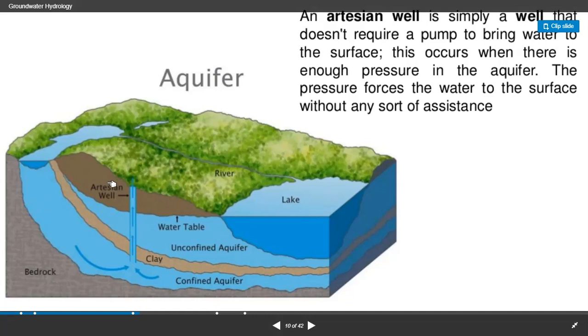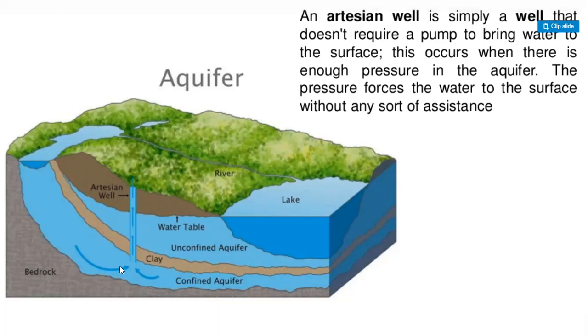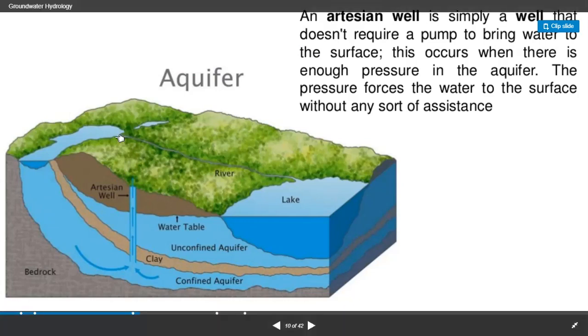Here, the artesian well, in this well we need not use an engine to bring the water to the surface. This is the river, this is the lake, this is the water table, this is the unconfined aquifer, this is the confined aquifer, here is clay, this is the bedrock. This is the three-dimensional view of the aquifer.